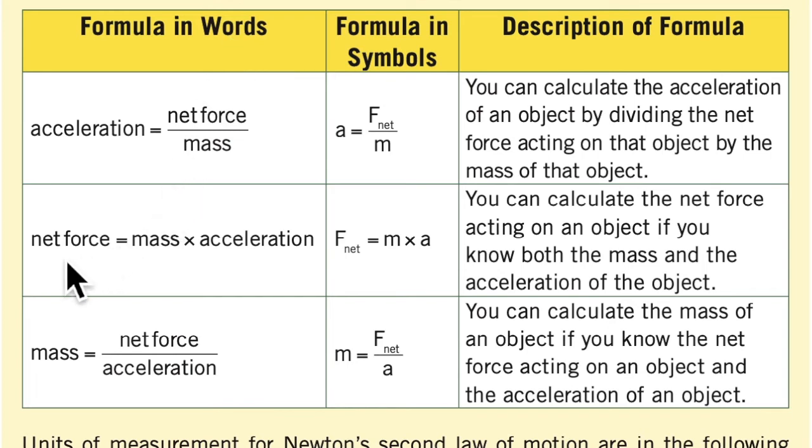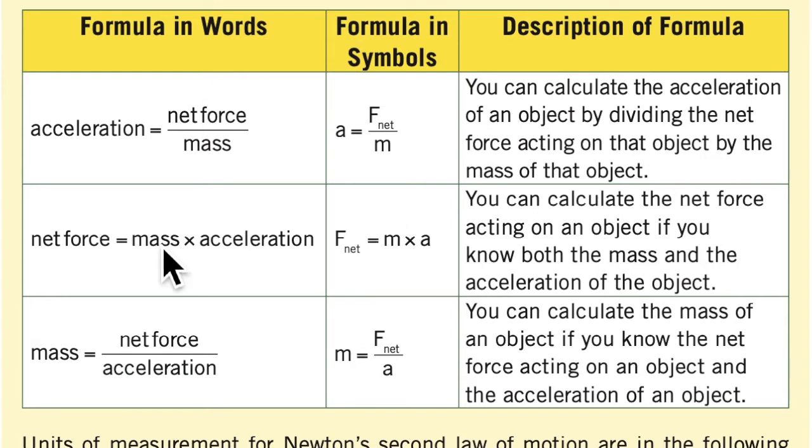Formula in words: net force equals mass times acceleration. Formula in symbols: F net equals m times a. Description of formula: you can calculate the net force acting on an object if you know both the mass and the acceleration of the object.